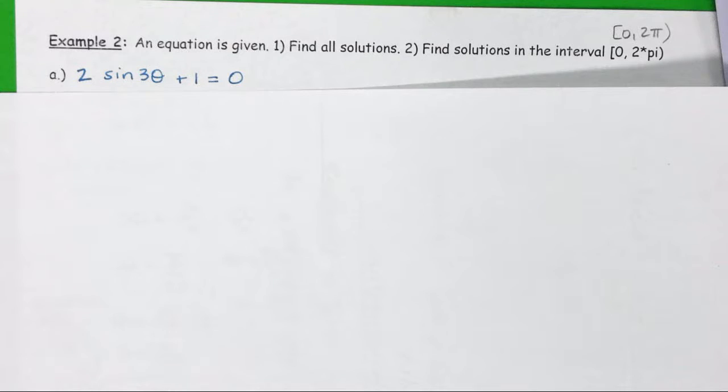So, see how the 0 is included with the brackets, but the 2 pi is not? They're the same thing. So if your answer is 0 or 2 pi, you're going to use 0, because 0 is included and 2 pi is not. Right? They're the same place on the unit circle.